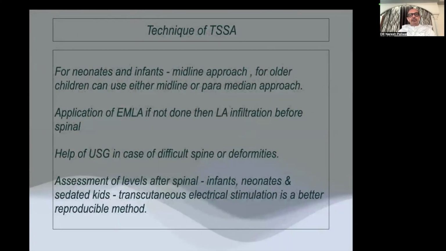Now the technique of TSSA, thoracic segmental spinal anesthesia. For neonates and infants, a midline approach is preferred, as I already told you. For older children, you can use either a midline or paramedian approach. If application of EMLA is not done, you need to apply EMLA just 30-40 minutes before. Then local infiltration before spinal is usually a must after giving Dex-Ket sedation. You can take help of ultrasound in case of difficult spinal deformities. Assessment of the levels after spinal in infants, as we routinely do for older kids, is not difficult. You can do it as we do for adult patients. For neonates and sedated kids, transcutaneous electrical stimulation is the best reproducible method.